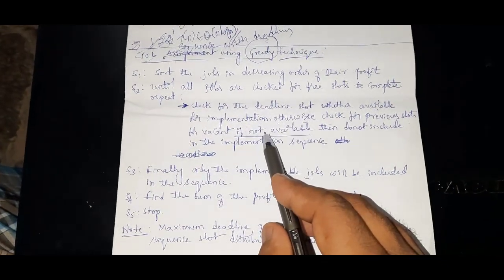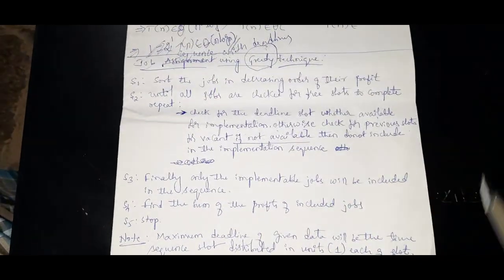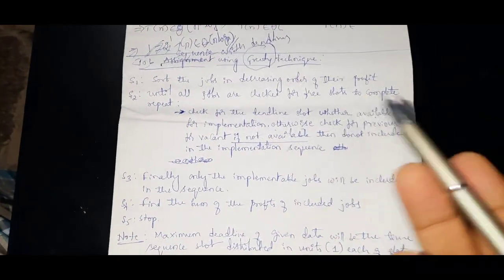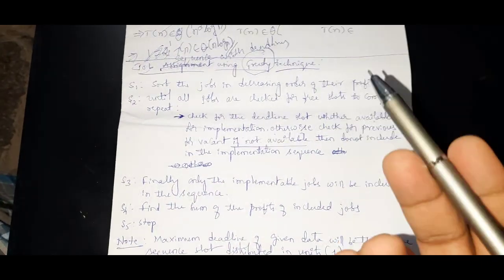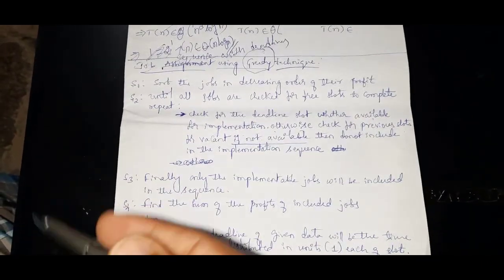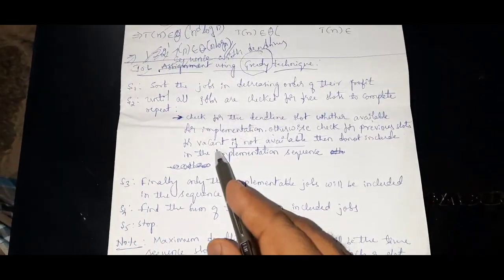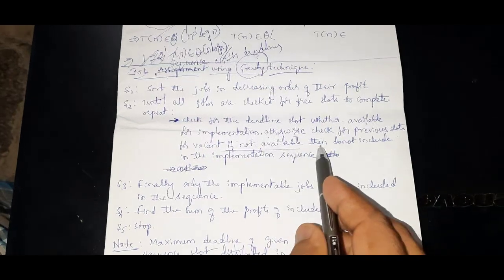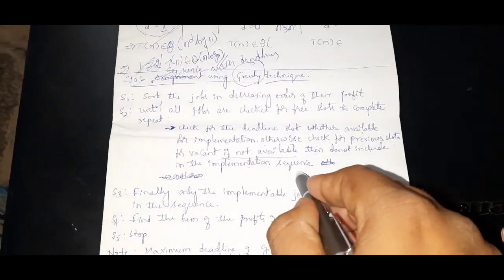So say for example, if 3 jobs are there, if already job 1 has occupied the second or third slot, and the next job has a deadline of 2, then at that moment the second is not available. So for that reason we should check for previous but not the next slot. That is what I'm saying. Check for previous slot if vacant. If not available, then do not include in the implementation sequence.